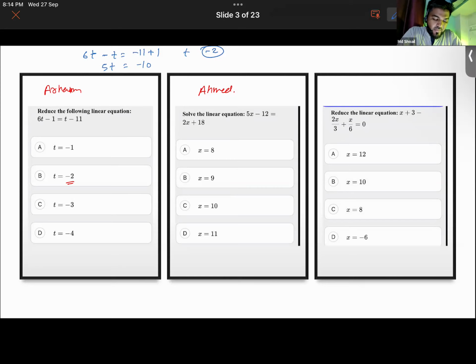Ahmed, what about you? Shall I do the third one? Yes, do the third one. x equals 10. 5x minus 2x equals 18 plus 2, so 30 equals 3x, x equals 10. Very good, that is correct. Ahmed, you also attempt the third one. Both of you.